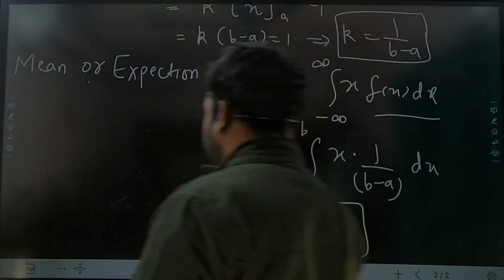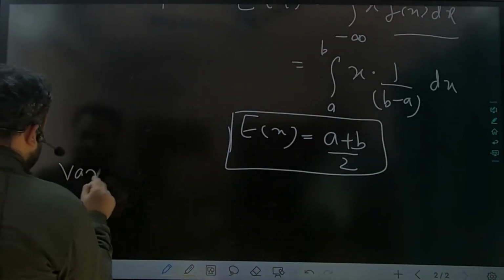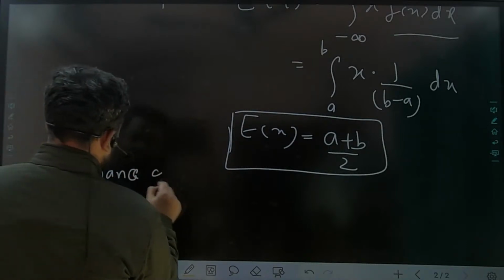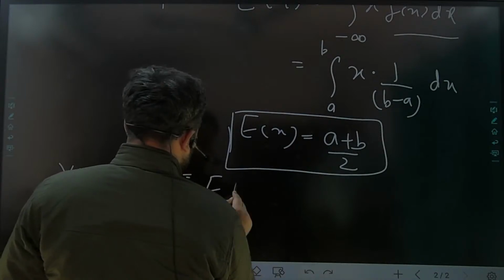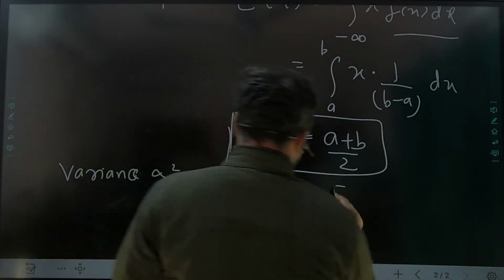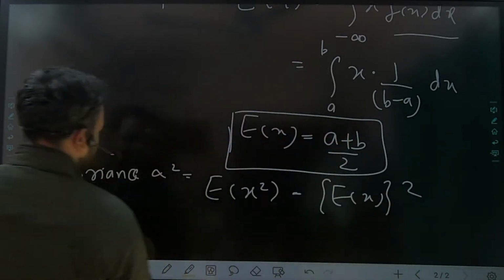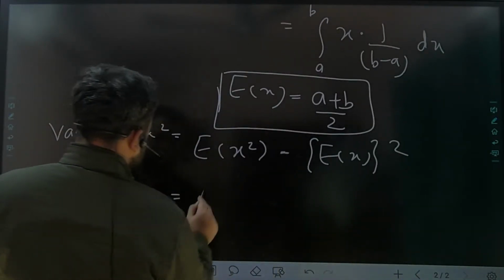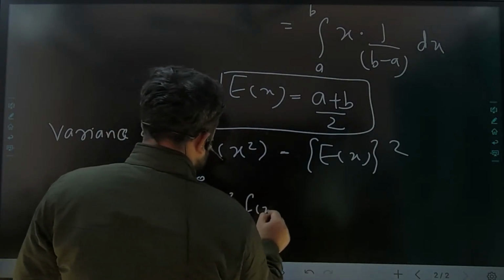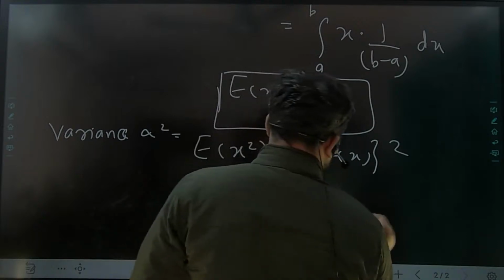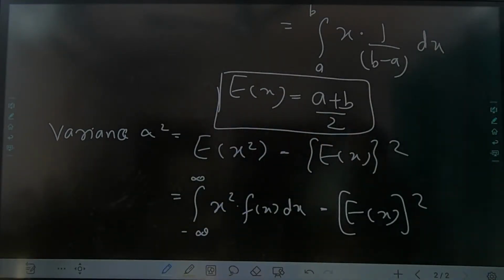Now similarly, we have the variance also. Sigma square, the general expression we know, is expectation of x square minus expectation of x whole square. Expectation of x square is the integral from minus infinity to plus infinity of x square into f of x dx, minus expectation of x whole square. So that is the general formula. Now what is f of x? Just put it over here.